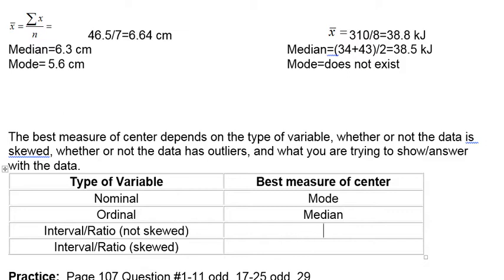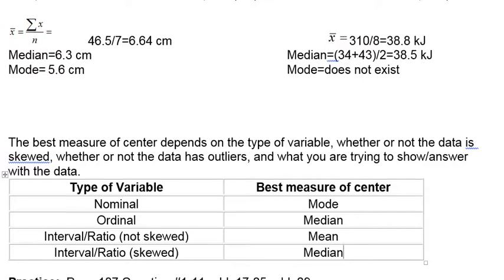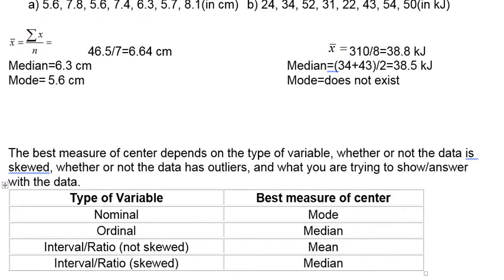For interval or ratio data that is not skewed, your best bet is the mean. There's an awful lot of data sets that we'll use the mean on because they fit into this category. However, if it's skewed, we might calculate the mean, but we might also calculate the median so that we can work that out. So there's our summary of our mean, median, and mode.